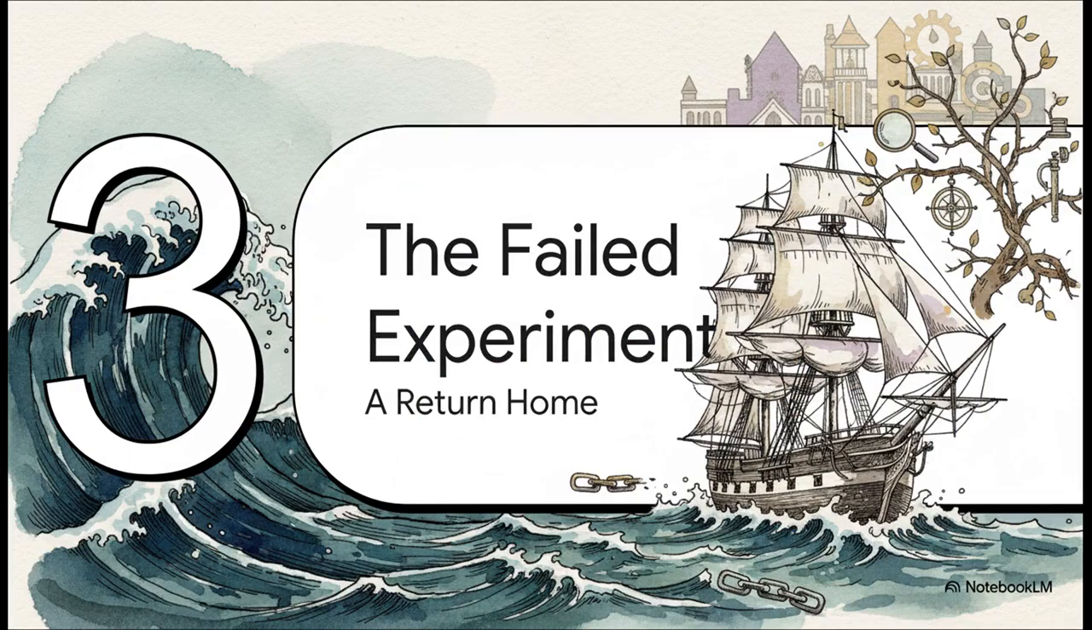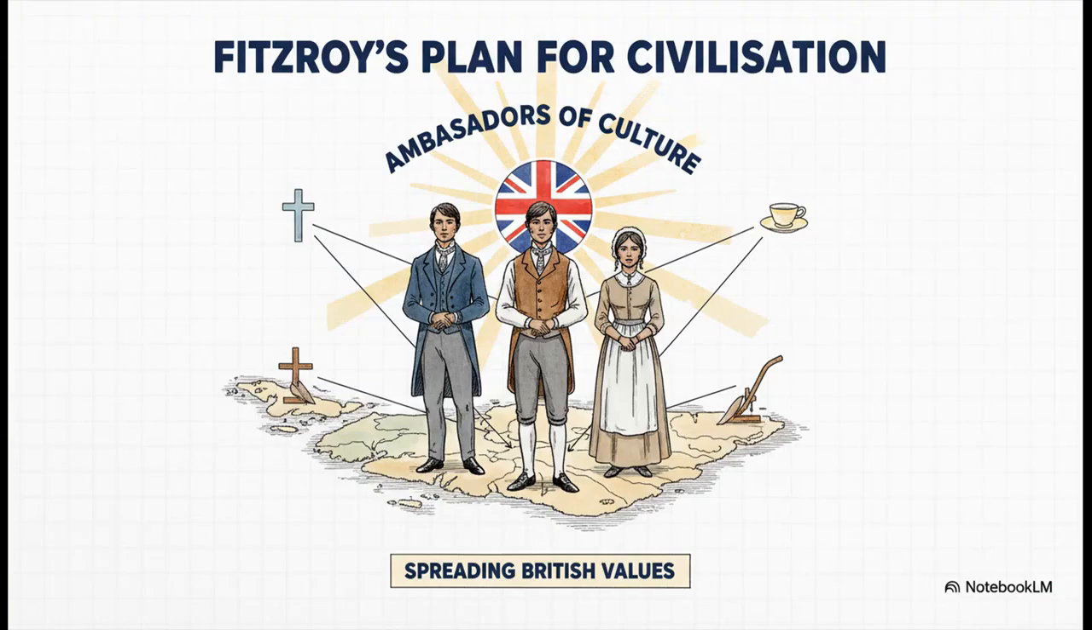Okay, so this all leads us to the big climax of the story, the return journey. Captain FitzRoy was convinced he was about to prove his whole theory of civilization. But the reality was going to be something else entirely. The goal couldn't have been clearer. FitzRoy was going to drop off these individuals, now remade in England's image, and they would then spread Christianity, English customs, you name it, among their people. They were supposed to be living, breathing proof of British superiority.